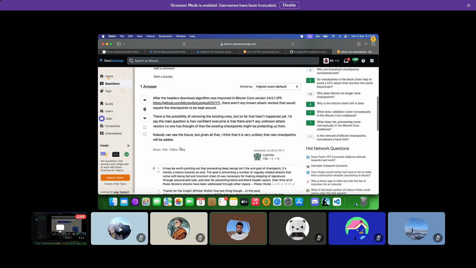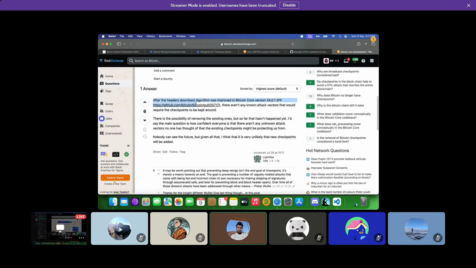After the headers download algorithm was improved in Bitcoin Core version 24.0.1, there aren't any known attack vectors that would require the checkpoints to be kept around. So the answer is there's no technical reason for the checkpoints to be kept around. There is the possibility of removing the existing ones, but so far that hasn't happened yet.